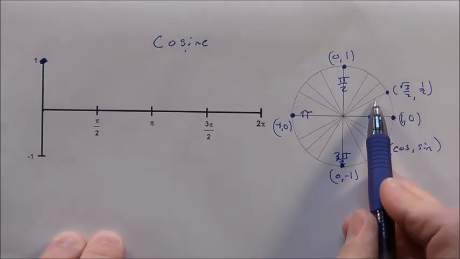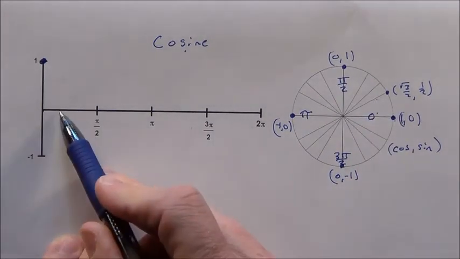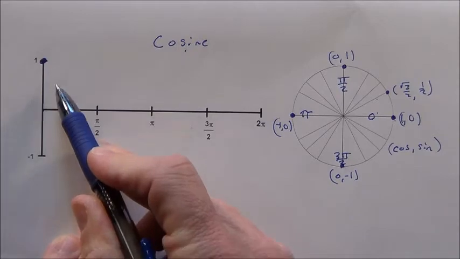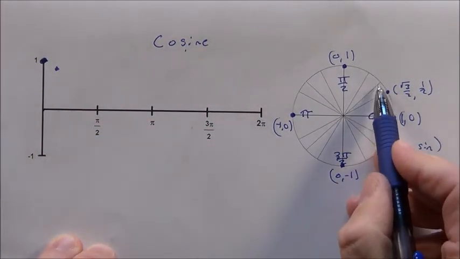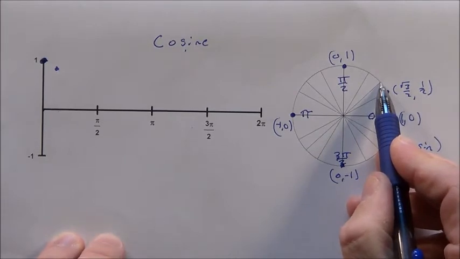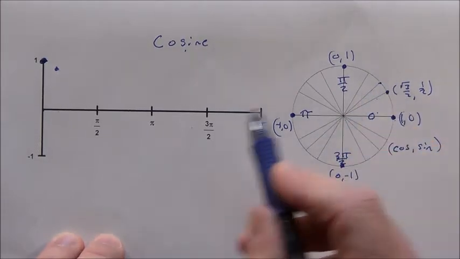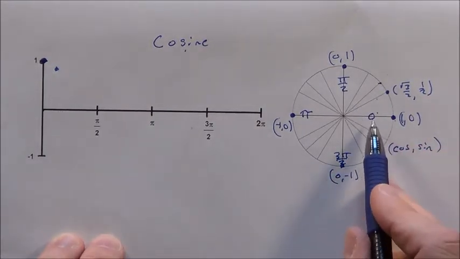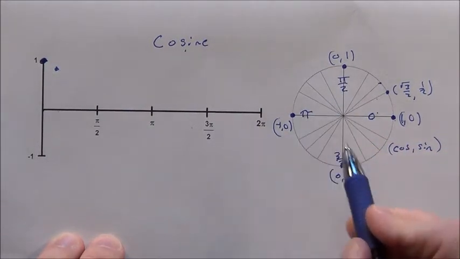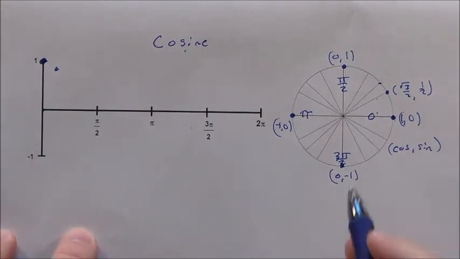Now we could graph the pi over 6 and be at root 3 over 2, which is right up here. We could do this one, 45 degrees, pi over 4, which is root 2 over 2, which is right in here. Not worried about that. Again, let's just concentrate on 0 degrees, pi over 2, pi, and 3 pi over 2.